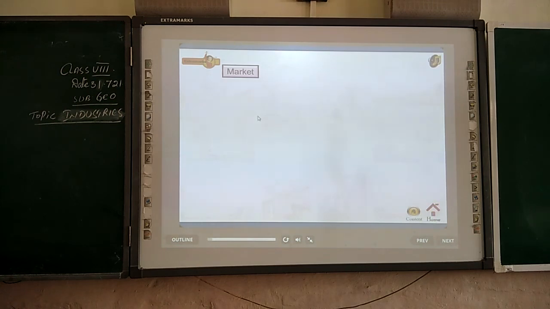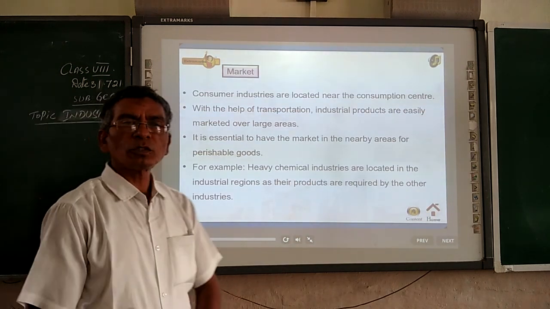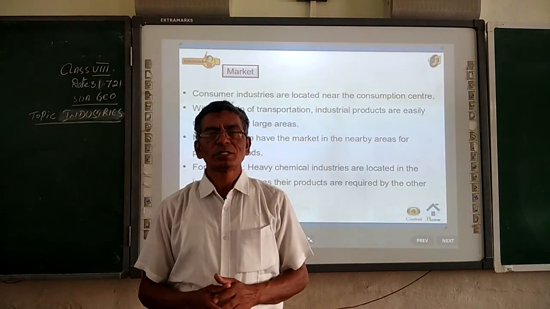Market. Let us study the impact of market on the location of industries. Consumer industries are located near a consumption center. With the help of transportation, industrial products are easily marketed over large areas. It is essential to have the market in the nearby areas for perishable goods. For example, heavy chemical industries are located in the industrial regions as their products are required by other industries. So this is how markets are useful to us, right?